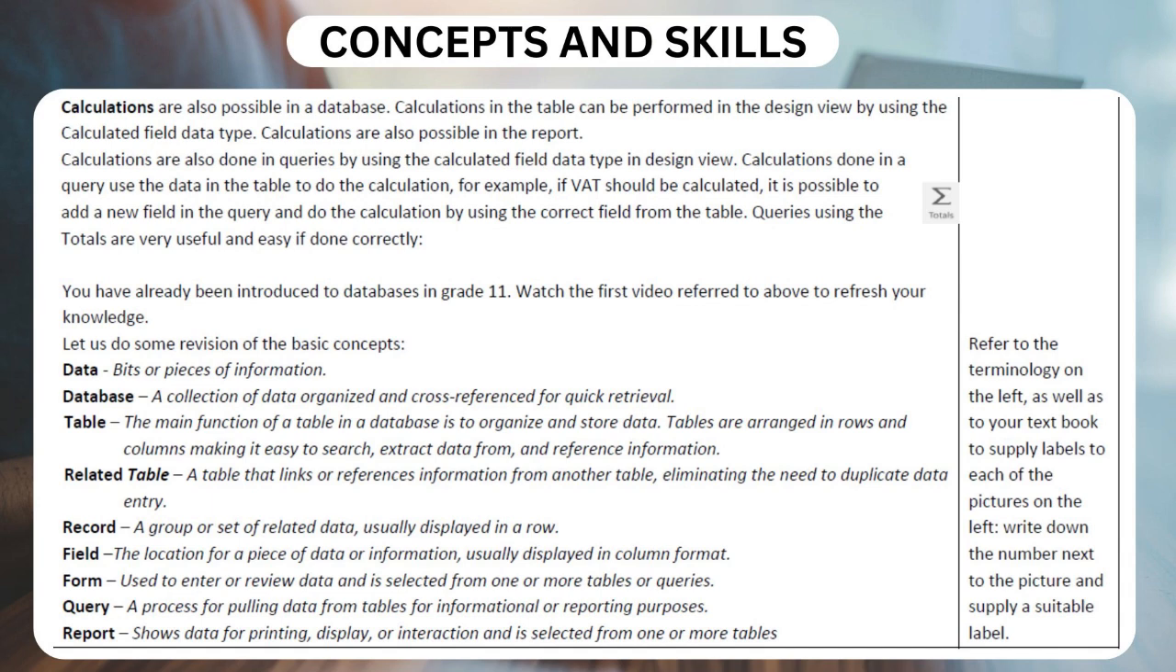Entry or record: a group or set of related data, usually displayed in a row. Field: the location for a piece of data or information, usually displayed in column format. Form: used to enter or review data and is selected from one or more tables or queries. Query: a process for pulling data from tables for informational or reporting purposes. Report: shows data for printing, display, or interaction and is selected from one or more tables.